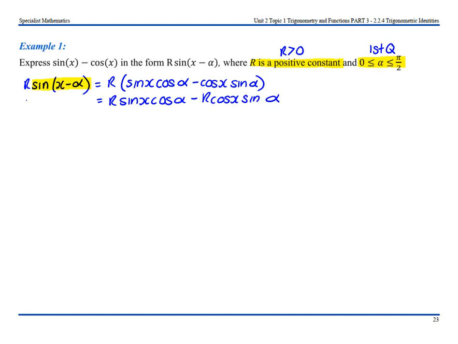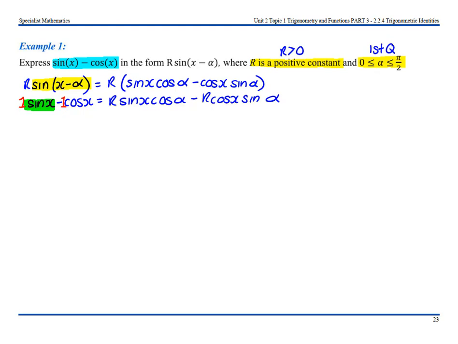So on our left-hand side, we have what they want us to express in terms of this. So we have our sine of x minus our cos of x. So now we're up to equating our coefficients. So in front of our sine of x, we have nothing. Well, we do. We have 1. Okay, and in front of our cos of x, same. We have, this time, -1.